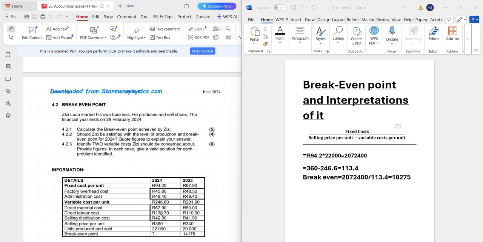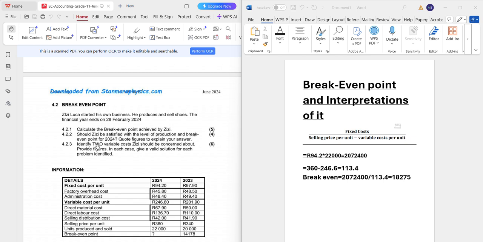So the level of production is 22,000, and the level of production for 2024 increased from 20,000 to 22,000. If the level of production and units sold increases, it means it's a good thing. So it increased by 2,000, from 20,000 to 22,000. So she should be satisfied with the level of production because of the increase in the units produced and sold. So we are done with the level of production.